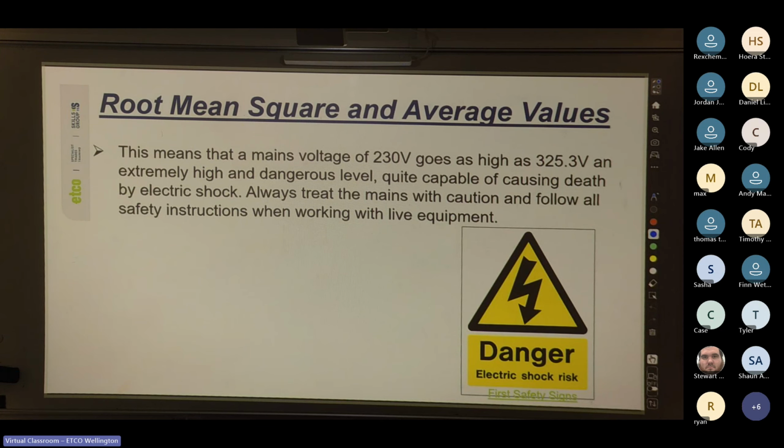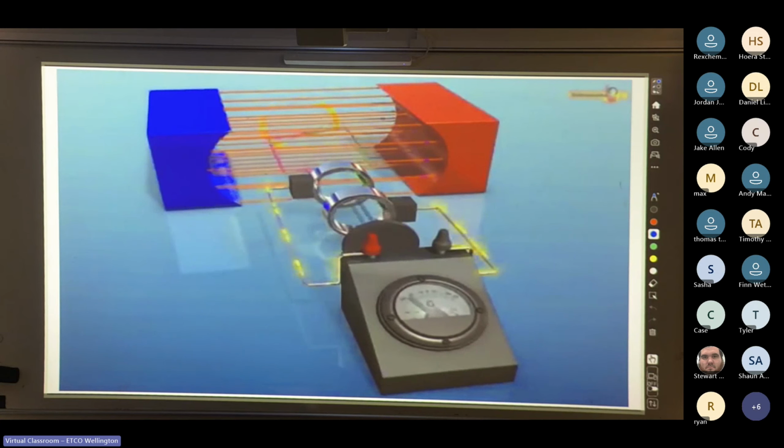Cool. And here's just a little fun animation of what a simple generator might look like. If you notice there, instead of those 2 half rings, we have what are called slip rings. So every time the loop completes 1 half revolution, it does not disconnect from the lead, and so it will alternate the current flow.